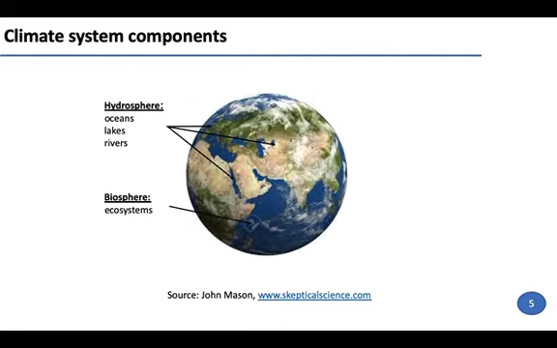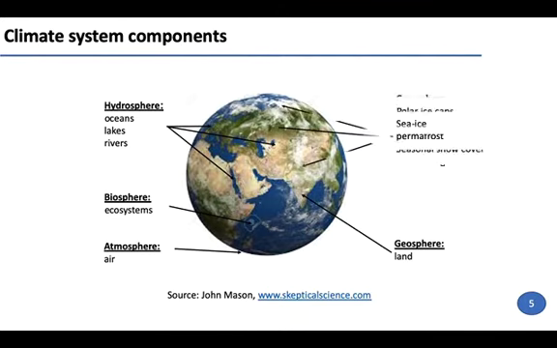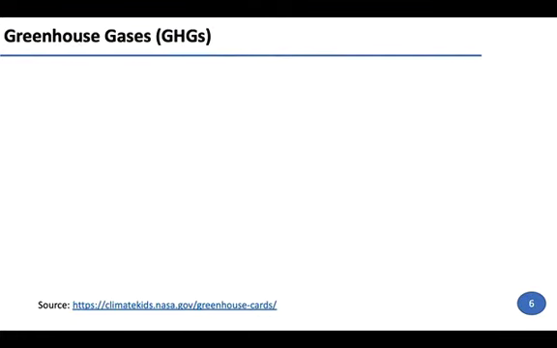We're talking about the biosphere, in terms of ecosystems with their different factors and elements. We're talking about the atmosphere, the air. We're talking about the geosphere, the land. And we're talking about the cryosphere, which is the ice caps, seasonal snow, mountain glaciers, that sort of thing. So as I said, if one of the components is changing, that will change the remaining components of the system.